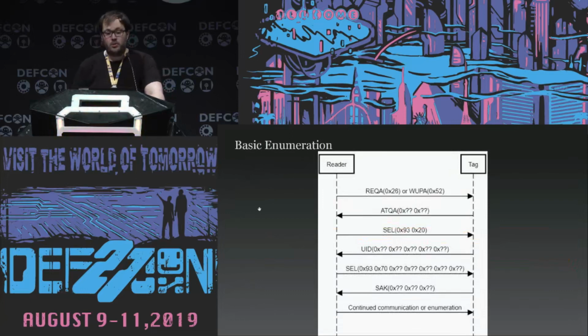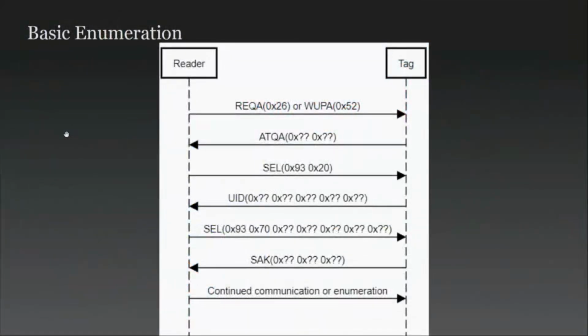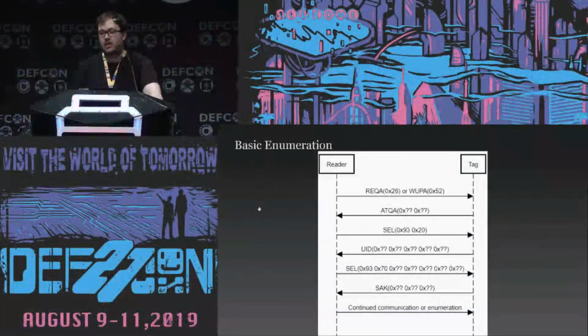So the basic enumeration of the NFC we're going to look at today starts with a request or a wake-up command, which basically requests any tags that haven't spoken or are ready to speak, an ATQA, which responds with the initial part of what the tag does, a select, which requests the unique identifier from the tag, and a further select in order to select that specific tag, depending if there's more than one on the reader. And then a final SAK value, which basically says the final information about what this tag does. And then continued enumeration and communication based on what's happened there.